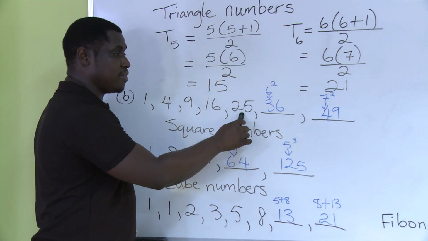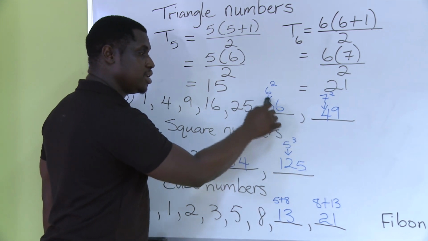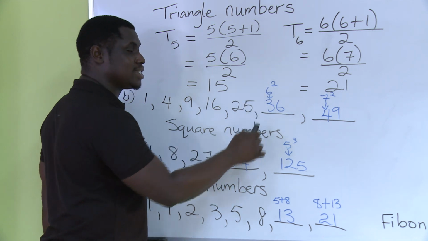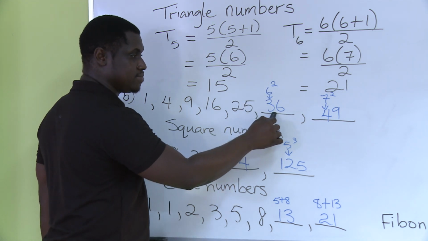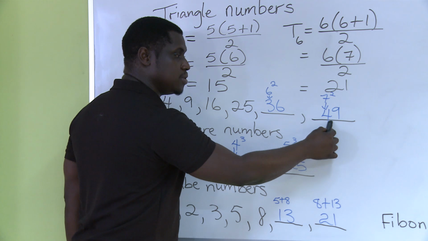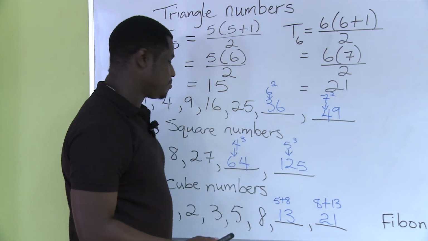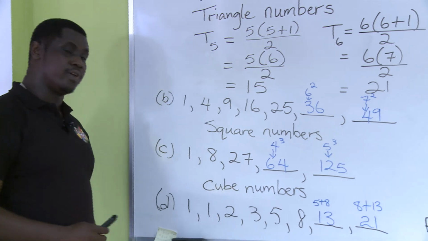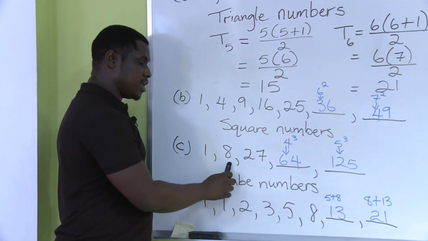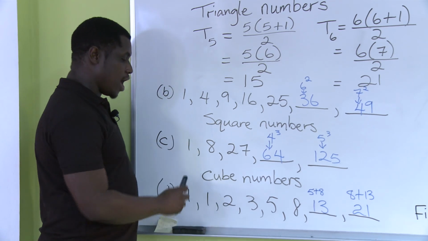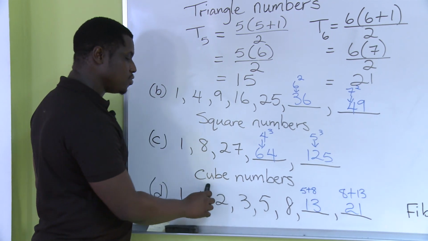5 fives are 25. So this term is going to be 6 squared. And 6 by 6 is 36. And the next term is going to be 7 squared. 7 by 7 is 49. For my third sequence, I have 1, 8, and 27. I realize that I now have cube numbers.